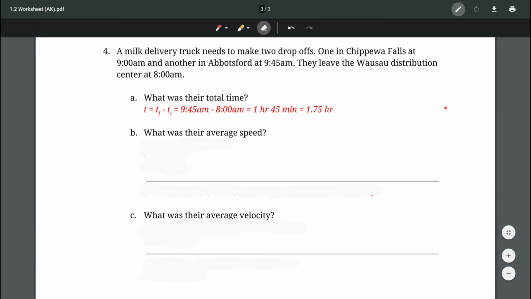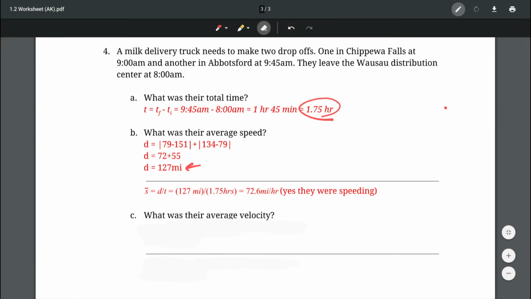Then we can use this time and the distance that they traveled in order to find the speed. So first we need to find that distance. The distance is the absolute value of each displacement in each part of their trip. So we can see that even though they started traveling to the west, which would be a negative direction, that still becomes a positive 72 miles for distance. And so the total distance that they traveled was 127 miles for their 2 deliveries.